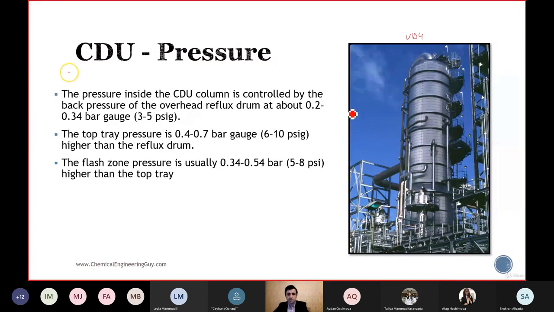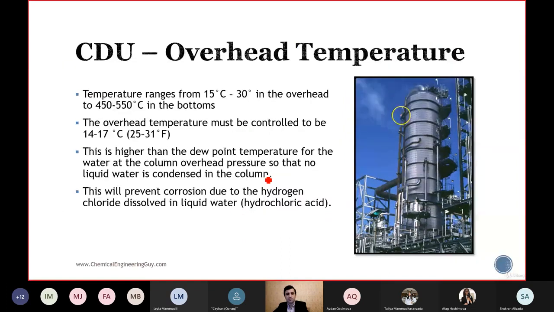So here, top tray P plus 0.34 to 0.54 bar. So if it is, let's say, 0.7, this is 0.5. In the end, we will have 1.2. It's a bit high. Probably it will not be the case. Maximum is 1 bar G. The overhead temperature, again, is around 15 to 20 at the top and 450 to 550 in the bottoms.